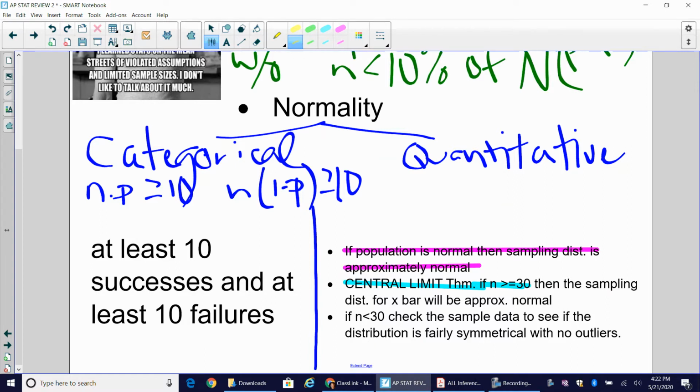Or the third way, you don't have a large sample size, however, you look at the sample data, you can see in the sample data that you don't have any outliers and it's not heavily skewed, meaning it's fairly symmetric, then you can still proceed and say that your sampling distribution is approximately normal. Now, I've said this about 10 times now. You need to say that it's approximately normal, right? That word is really important. Okay, so as long as these three are met, you can proceed with your inference procedures.